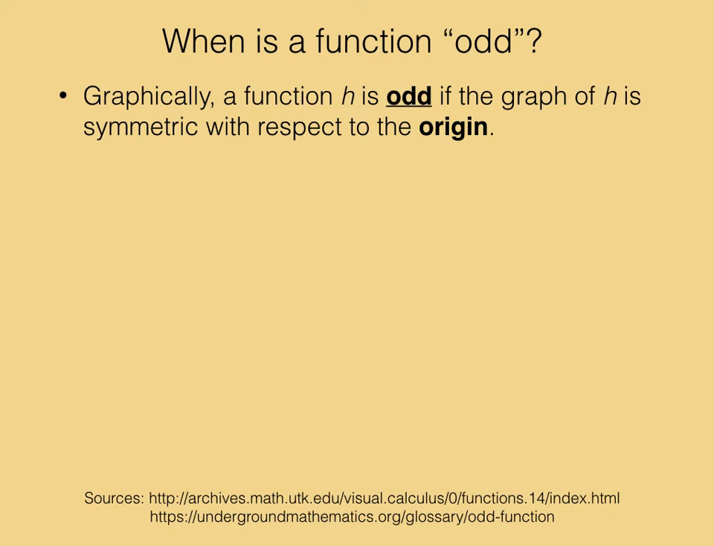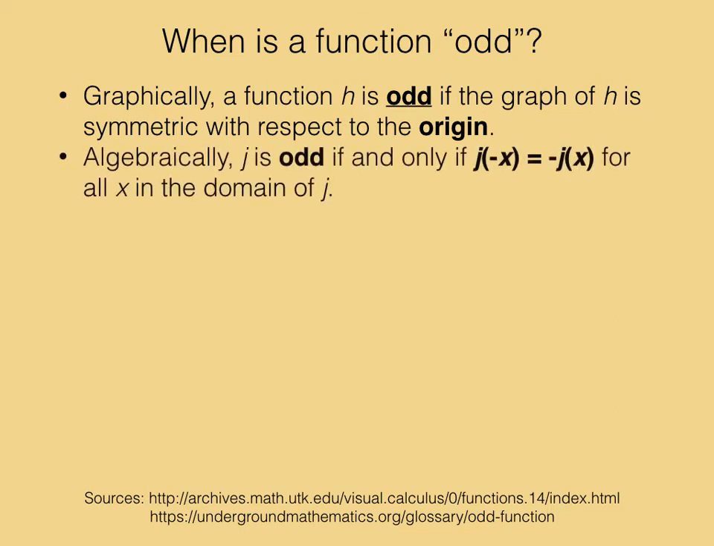That's a little bit harder to spot visually, graphically. So we'll start with the algebraic case. Algebraically, a function j is odd if and only if j of negative x is equal to negative j of x. In other words, when I substitute negative x in place of x in the original function, if I end up with the opposite of what I started with, then this function is odd. So we'll check this out right now.